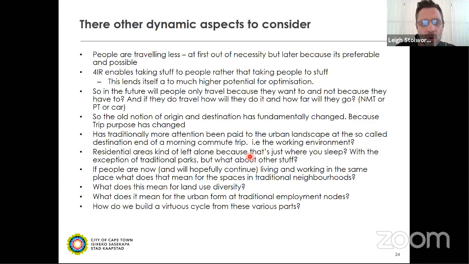So in the future, will people only travel because they want to travel, not because they have to travel? And if they do, how far will they go? And what modes will they use to get there? These are some of the things that we need to start to think about.